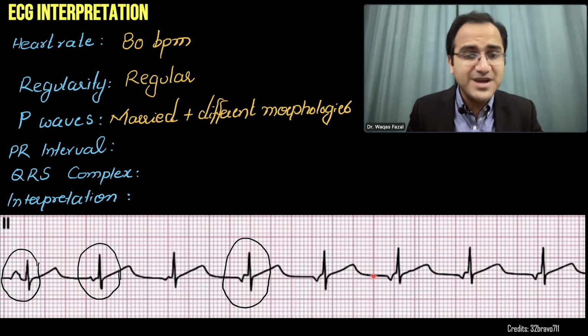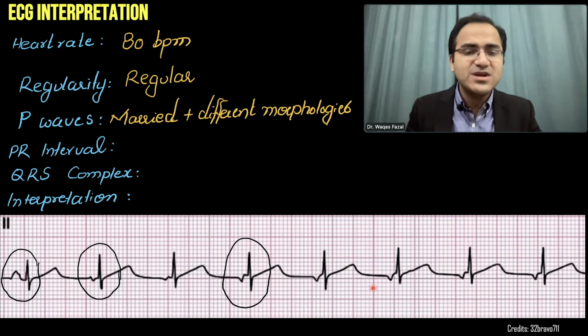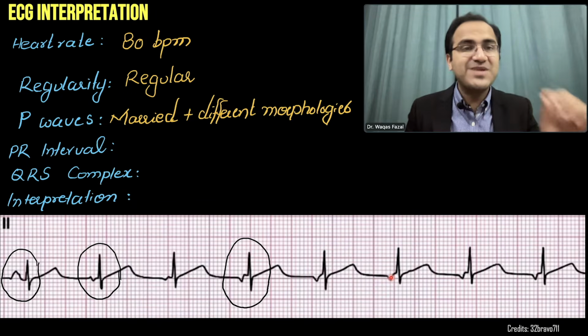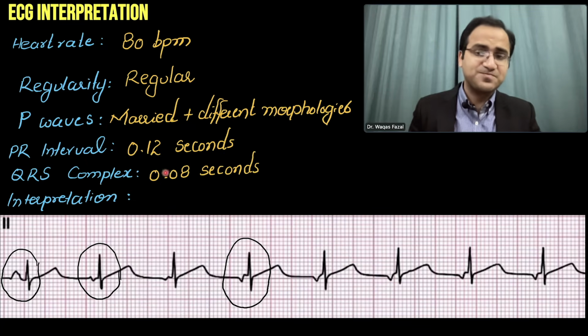Now if we look at the PR interval, as I said, a normal PR interval from the start of P to the R wave should be less than one large box. So if you look over here, the PR interval is less than one large box. So it is a normal PR interval. If we calculate the number of small boxes, the small boxes are 1, 2, 3. So there are almost 3 small boxes and each small box is equal to 0.04 seconds. 3 multiplied by 0.04 is equal to 0.12 seconds.